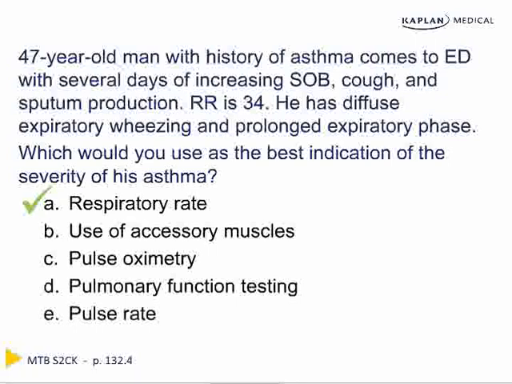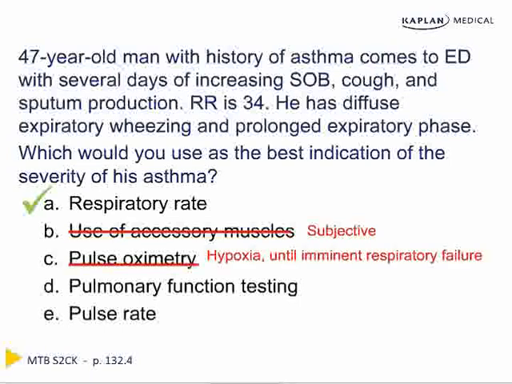The wrong answers here are B, C, D, and E. B, use of accessory muscles, is wrong because it's quite a subjective measure and is hard to assess. Certain patients, especially those with large body habitus, may not show you use of accessory muscles on physical exam. Pulse oximetry will not show hypoxia until the patient is very advanced in their asthma flare and at the point of an imminent respiratory failure. In fact, oxygen saturation can be maintained above 90% for a very, very long time simply by hyperventilating. Truly, it's the respiratory rate and the potential for respiratory failure that is more important.